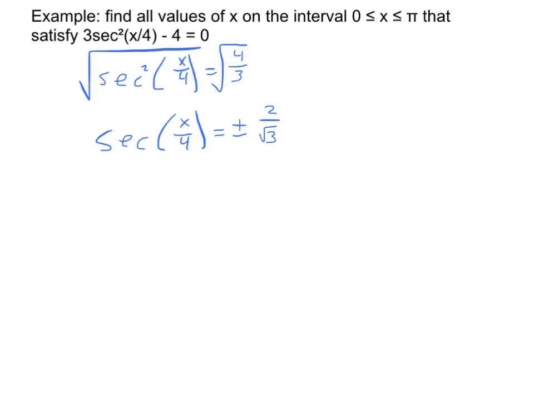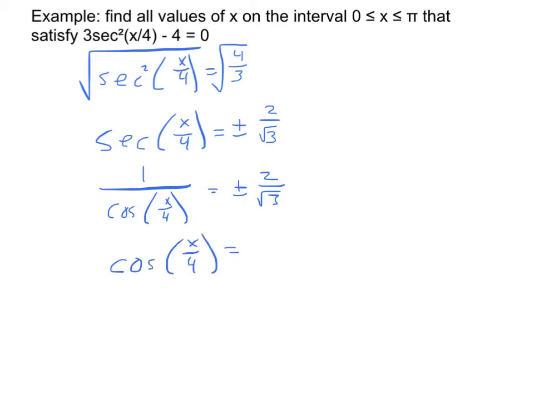Now we could do inverse secant here, but I feel like I'm better at my sines and cosines than my secants and cosecants, so I'm inclined to reciprocal both sides here. Note, I'm not going to reciprocal the inside of this. Just to show my work, I'm really saying that this means 1 over the cosine of x over 4 equals plus or minus 2 over root 3. It's probably easier to reciprocal these and get the cosine of x over 4 is equal to plus or minus square root of 3 over 2.